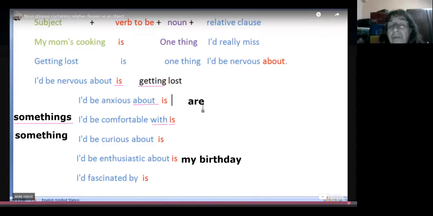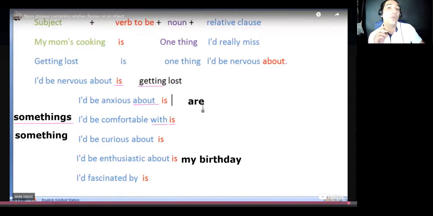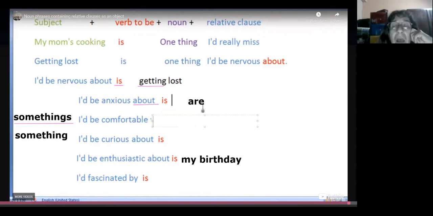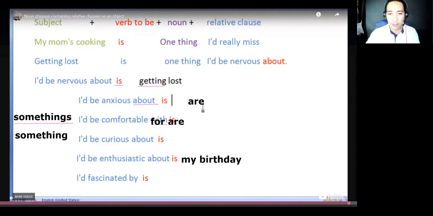Can I use "for" in that sentence? Go typing. So some things I'll be uncomfortable. Can I use for? Use "are", because it's plural, yeah. Okay, give me two situations for which you will be uncomfortable or comfortable. Some things I'll be comfortable for.